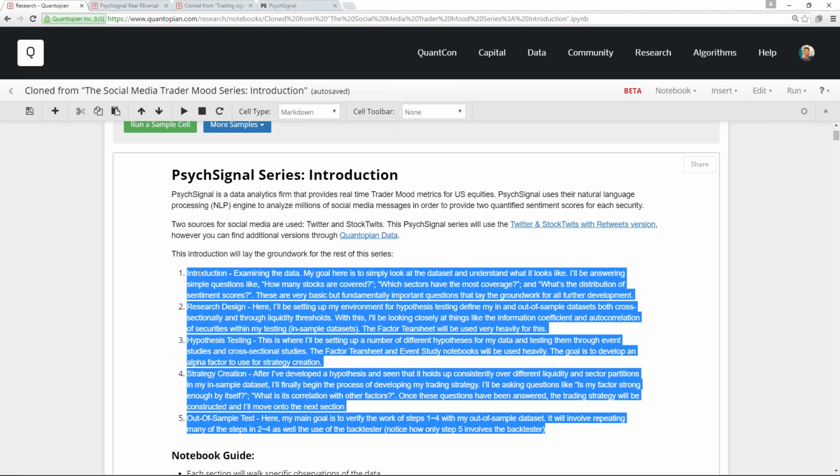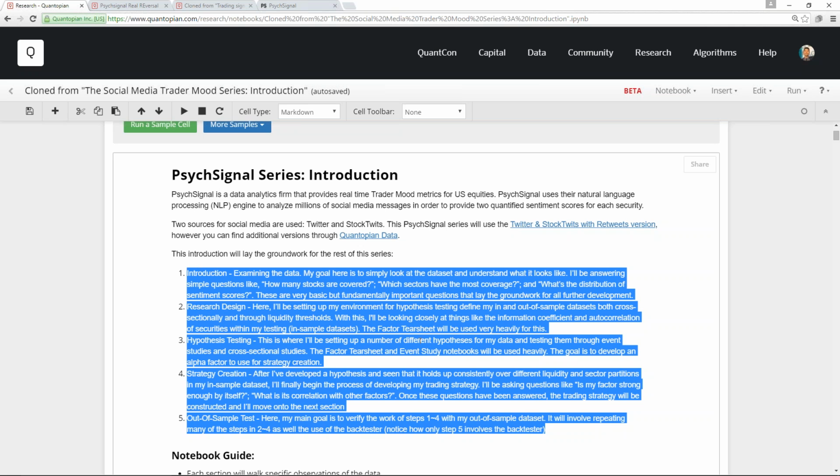But the 5 steps are pretty simple. First, whenever you get a new data set, you want to examine it. You want to just take a look at what's the coverage, how does it change from year to year. For example, with SignalSignal, my main goal was to see do different sectors have different coverage? Do different liquidity baskets have different coverage? The answer is yes, different sectors have different coverage. You get more coverage as the liquidity gets higher, et cetera, et cetera.